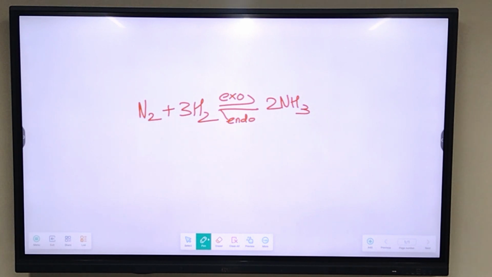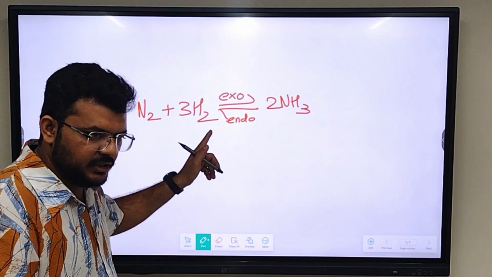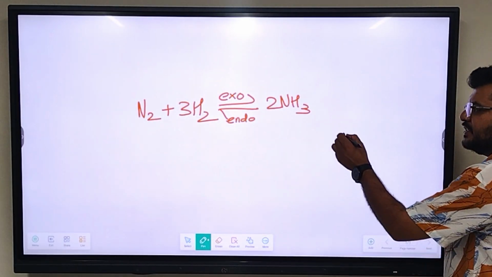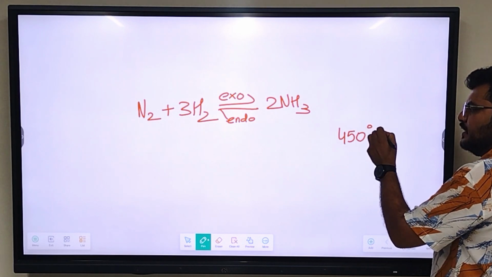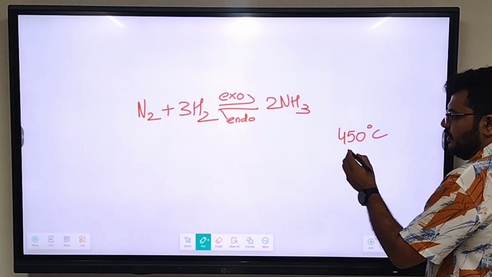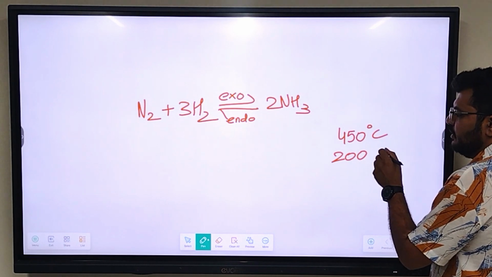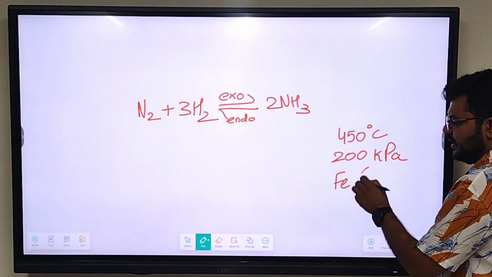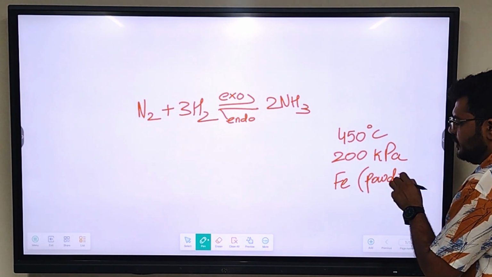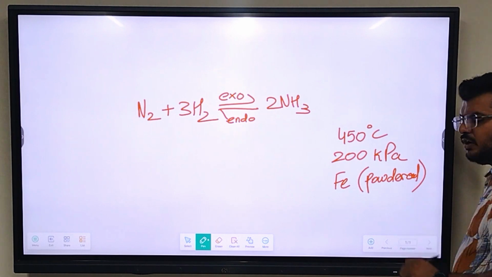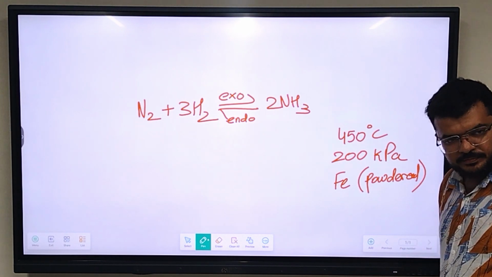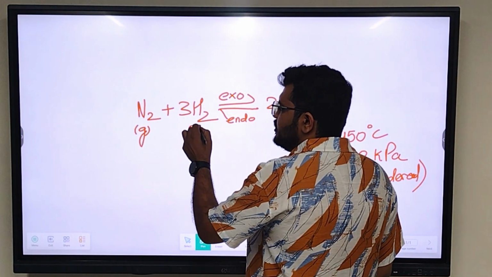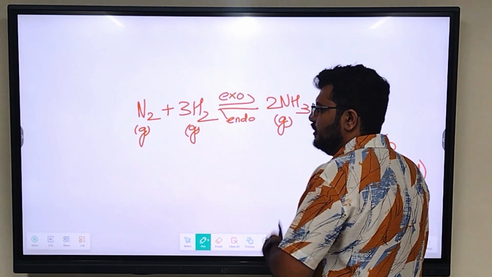It is. It's the same. The forward is exothermic. Is it correct? Perfect. Now, this reaction requires a temperature of 450 degrees Celsius, right? It requires a pressure of 200 kilopascal. It requires iron, and we take this iron in powdered form so as to increase the surface area of iron, right? Now in this reaction, this is a gas, this is a gas, and this is also a gas.